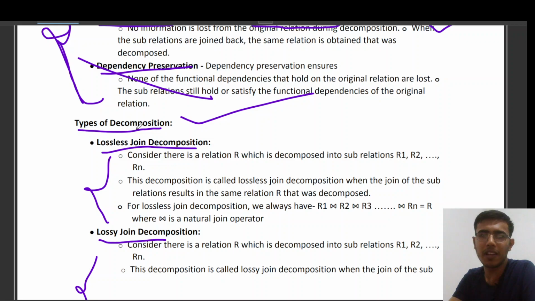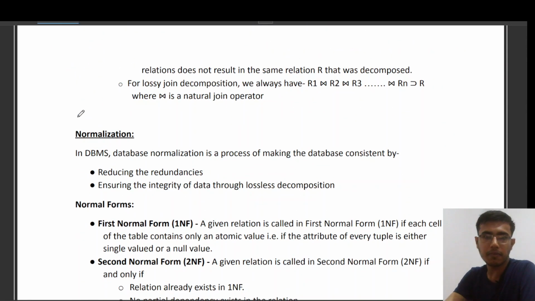What is decomposition? Decomposition is a process of breaking down the records that are stored in a tuple into subtuples, that is, dividing a relation or a tuple into multiple tuples. We call that process decomposition.